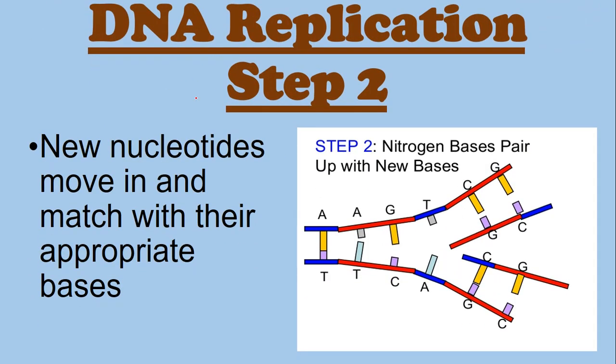After that, new nucleotides move in and they match with their appropriate bases. So if there's a G here, a C comes and matches up. C with G, T, A, T, stuff like that. They come and match up. They're not attached yet. They have just matched up.